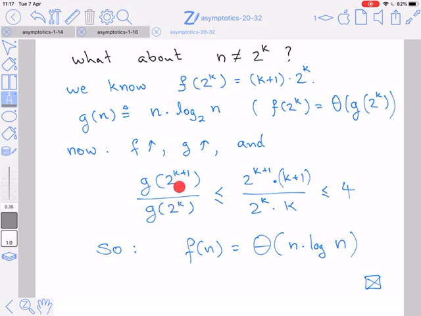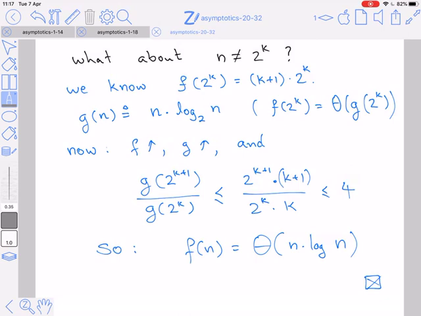When you multiply the argument of g by a factor of 2, the value of the function increases by at most 4, because g of 2 to the power of k plus 1 is 2 to the power of k plus 1 times the log of this, which is k plus 1. G of 2 to the k is 2 to the k times k. A log of 2 to the k is k. This ratio is 2, and this ratio, k plus 1 over k, is bounded by 2. So in totality, this ratio is bounded by 4. So g is well behaved. We can apply our lemma and conclude that f is big theta of n log n, as required.